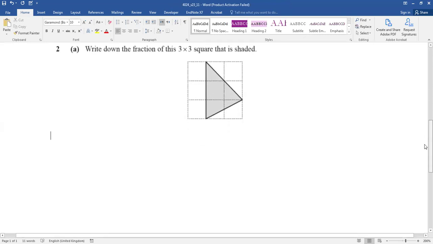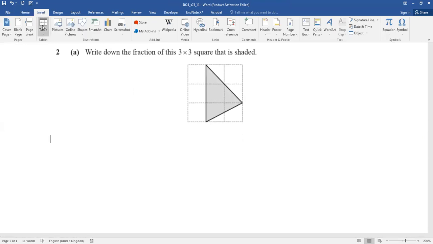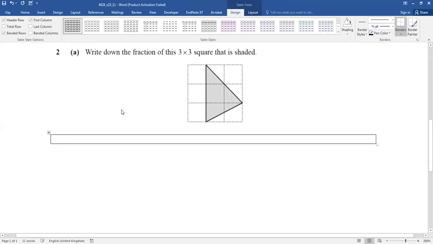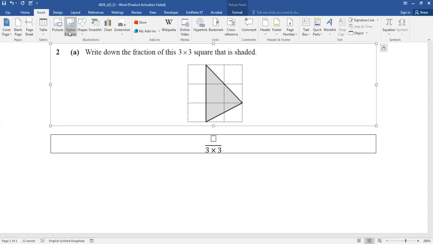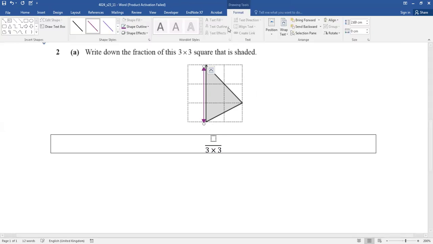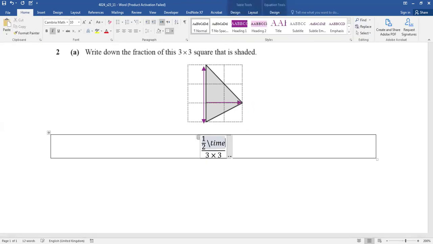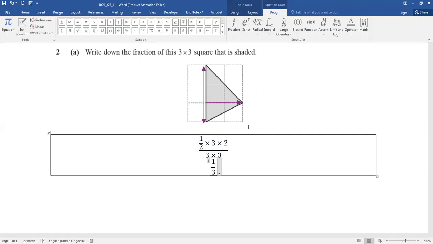Now the next part says write down the fraction of the square that is shaded. Now if I look at the total square, the denominator is 3 by 3, which is a square. So the area of the total figure is 3 by 3, which is 9. And what about the numerator? The numerator is a triangle in which I can take one of the sides as the base. I take this side as the base, then this will become my height. So half times the base, which is 3, times the height, which is 2. So this will eventually give me 3 upon 9, which is 1/3.